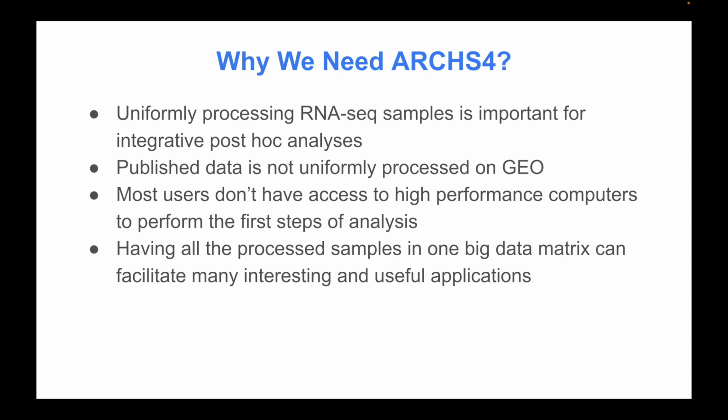Uniformly processing RNA-seq data is important to enable more integrative post-hoc analyses, but most data sets published on GEO are not uniformly processed. Additionally, most people do not have access to high-performance computers that can efficiently and scalably run the first few computationally intensive steps of analysis pipelines, especially the sequence alignment step. ARCHS4 reduces the computational burden on users and provides uniformly processed data in one large matrix that can then facilitate many interesting downstream analyses.